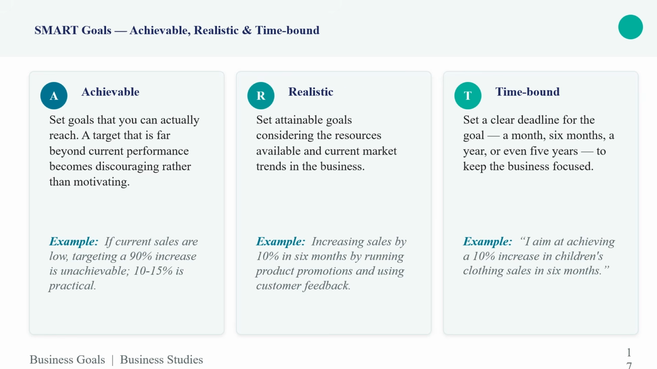In how many months do you want it to be achieved? Is it 6 months, a year, or even 5 years? So that you keep the business more focused. Because if you don't have a deadline, then it means that your goal will just go away with fail. Again, the last example is that you tell yourself, I aim at achieving a 10% increase in children's clothing sales in 6 months.